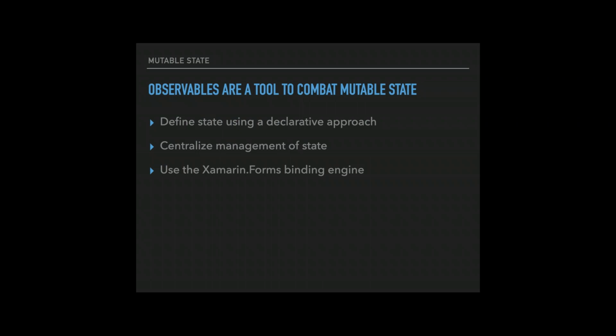So observables are tools to combat mutable state. And I talk about combating mutable state because I'd like to think of myself as a developer in the trenches fighting with this application and trying to make it work.